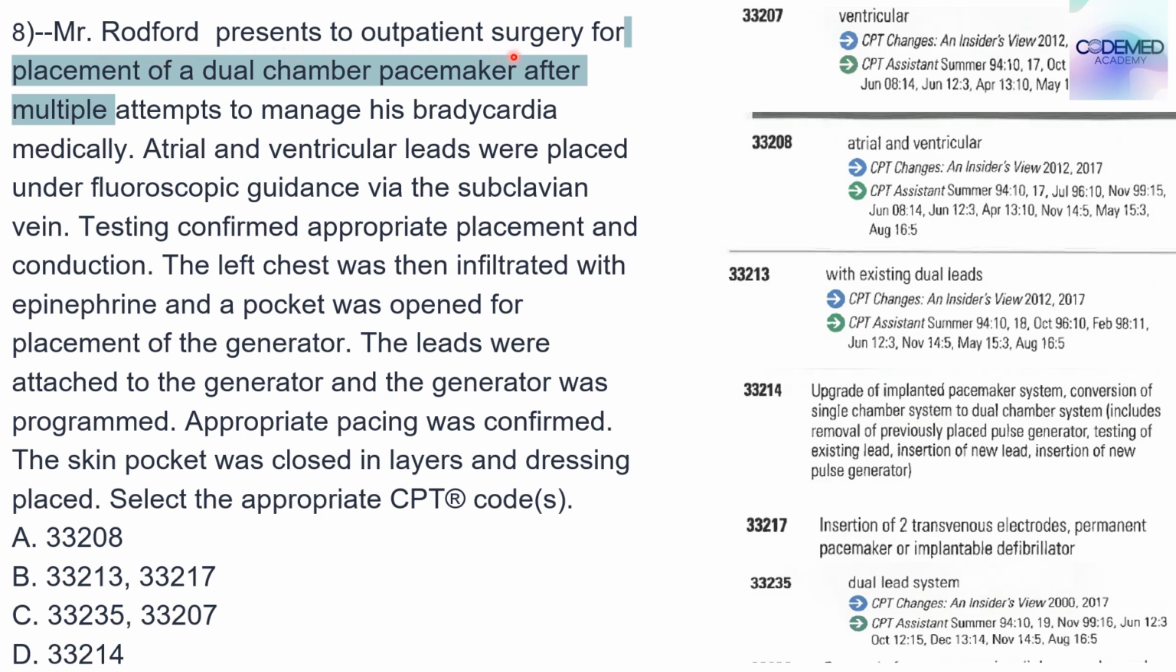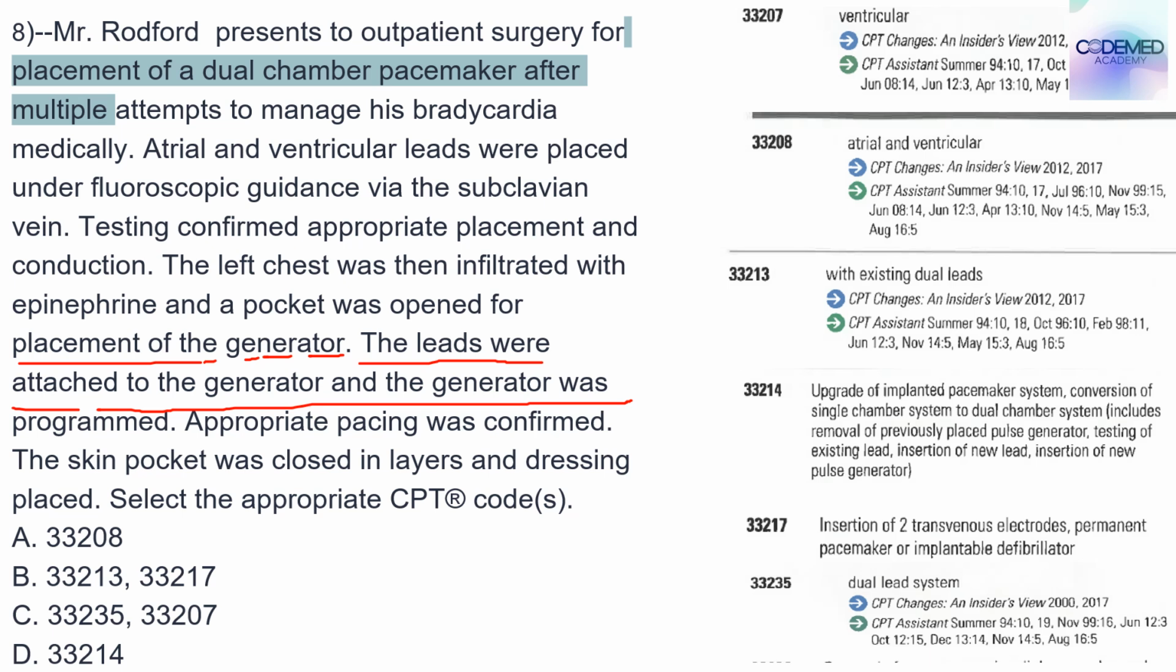Mr. Rodford presents to the outpatient surgery for placement of the dual chamber pacemaker after multiple attempts to manage his bradycardia medically. Atrial and ventricular leads were placed under fluoroscopic guidance via the subclavian vein. Testing confirmed the appropriate placement and the conduction. The left chest was then infiltrated with epinephrine and the pocket was opened for the placement of the generator. So what they have done is the placement of the generator. The leads were attached to the generator and then the generator was programmed. Appropriate pacing was confirmed. The skin pocket was closed in layers and the dressing placed.